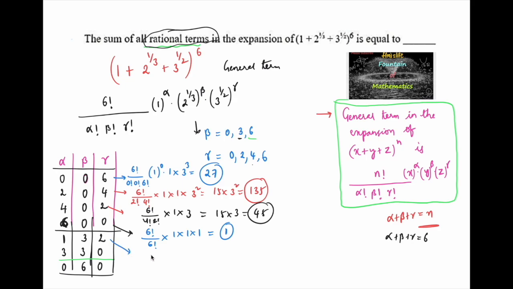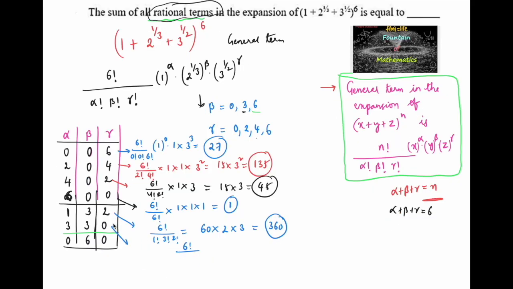And next term, 6 factorial by 1 factorial, 3 factorial, 2 factorial. So we can write this value as 60 after simplification, and here 2 power 1 by 3 whole power 3 is nothing but 2, 2 power 1, into again 3 power 1 by 2 whole power 2 is 3. So 60 into 2 into 3 will get 360.